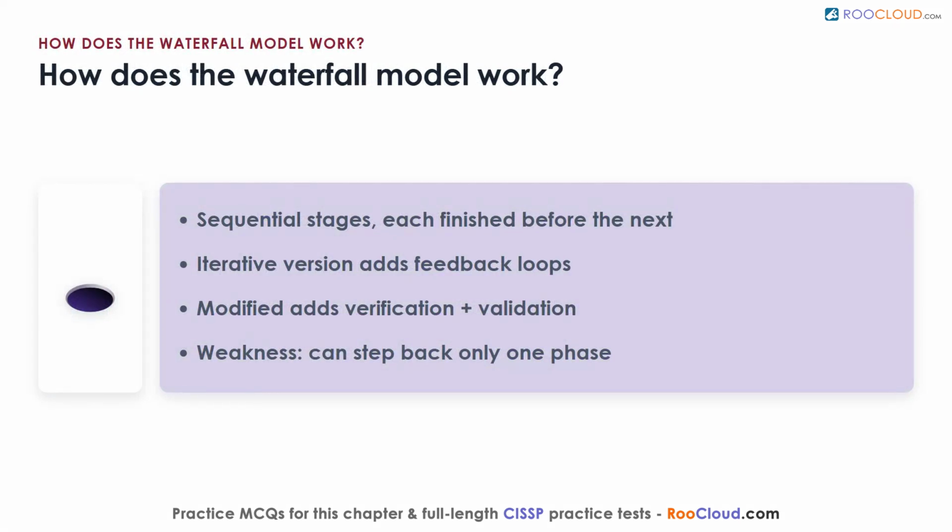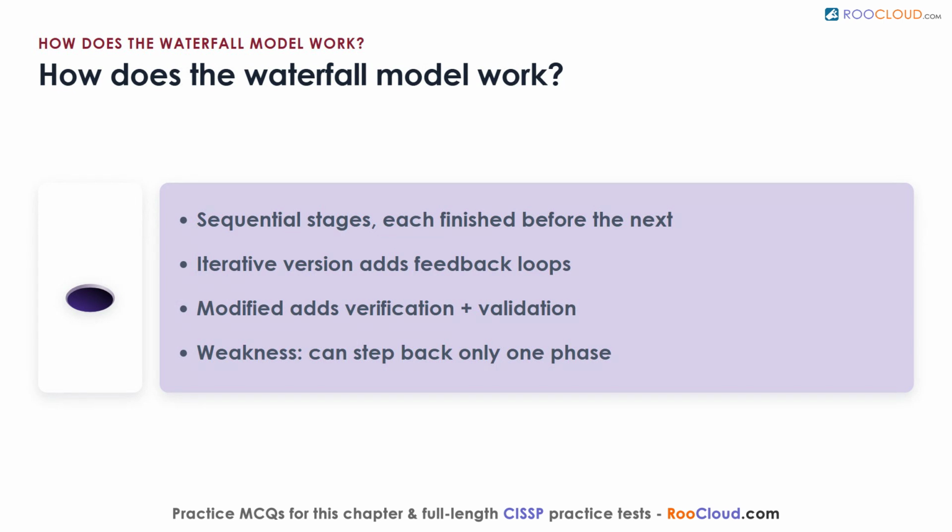Waterfall views development as a series of sequential stages, each completed before the next begins, flowing steadily downward like water over a ledge. The purely linear original proved too rigid, so the iterative version added feedback loops that let a project step back to the previous phase to fix defects discovered later. A further refinement, the modified waterfall, added verification and validation at each phase, where verification checks the product against its specifications, and validation checks how well it meets real-world needs. Its main weakness is that it lets you step back only one phase, so a fault found much later is hard to unwind. Think of it as an assembly line that can nudge a part back one station, but no further.